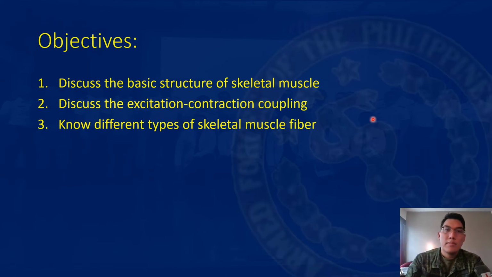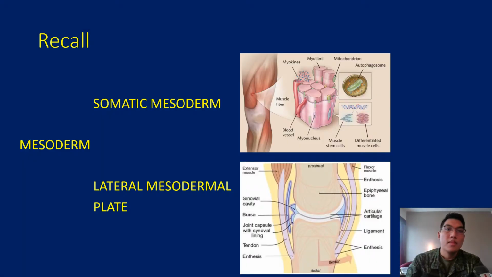For the next 15 minutes, we will talk about the basic structure of the skeletal muscle, excitation-contraction coupling, and different types of skeletal muscle fibers. We can trace back the embryonic origin of the musculoskeletal system from the mesoderm, in which the lateral mesodermal plate will give rise to your bones and your connective tissues, while your somatic mesoderm will give rise to the skeletal muscle tissues.